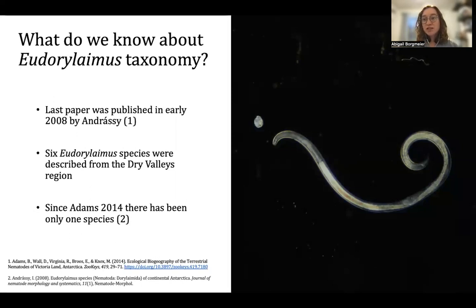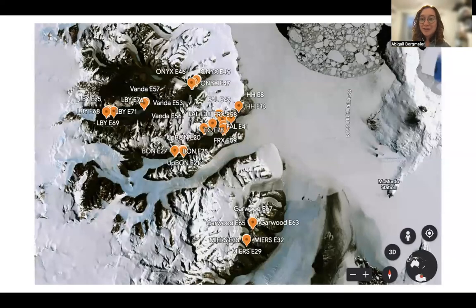Since a 2014 paper, Eudorylaimus antarcticus is the only species name used to describe any Eudorylaimus individual found from the dry valleys. However, there has been no union between DNA and morphologic analyses to support an accurate species ID or population level differences that might lead to new species found. So the purpose of this study is to do exactly that.